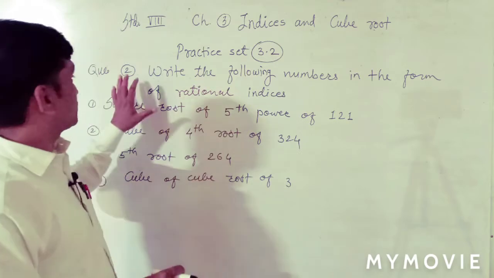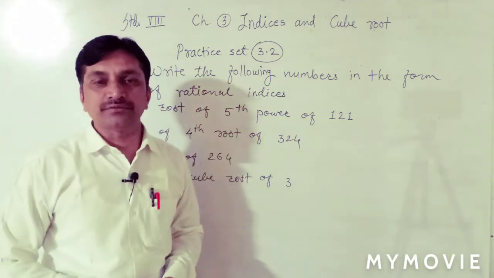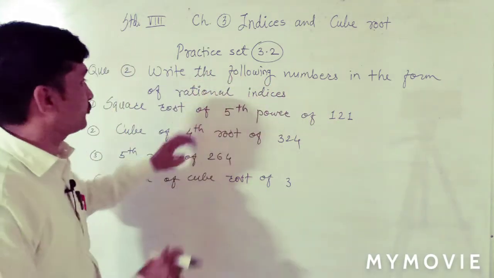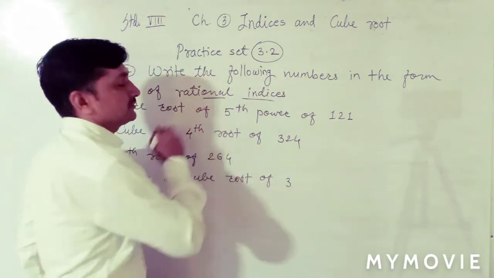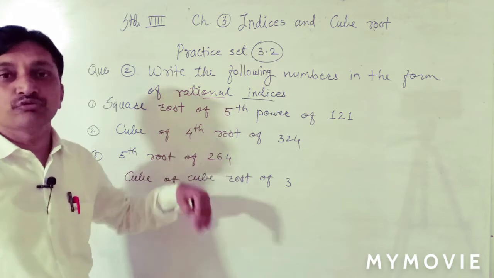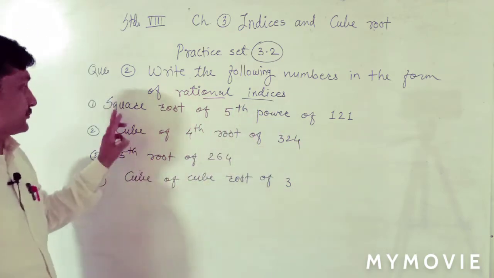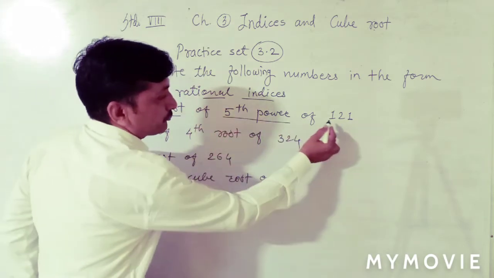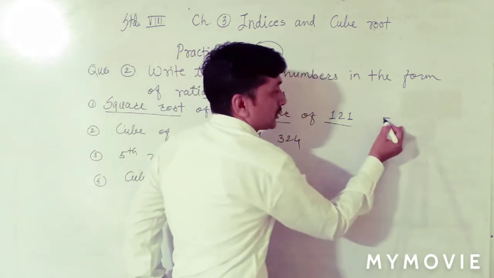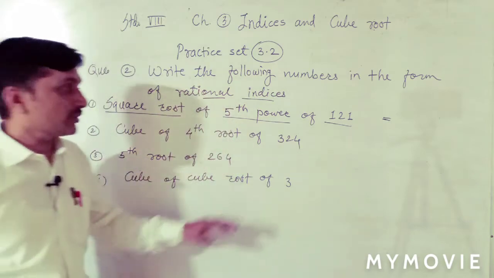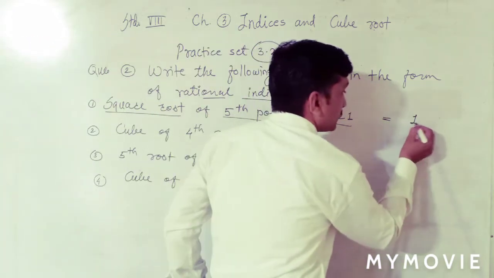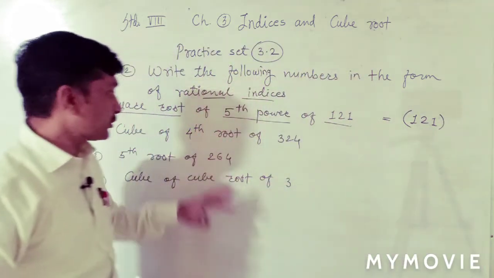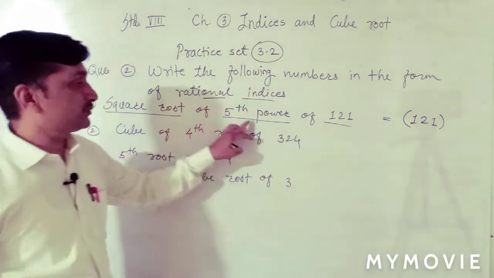Let's see question number 2 from practice set 3.1. Write the following numbers in the form of rational indices. In words it is given, we have to write symbolically. First, square root of fifth power of 121. Now what is the base here? Base is 121. That's why I write 121 as the base, raised to. Now we have to write this: square root of fifth power.